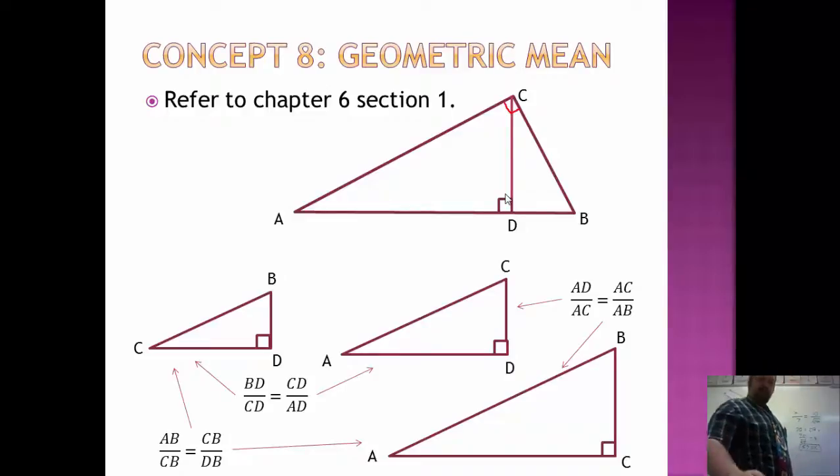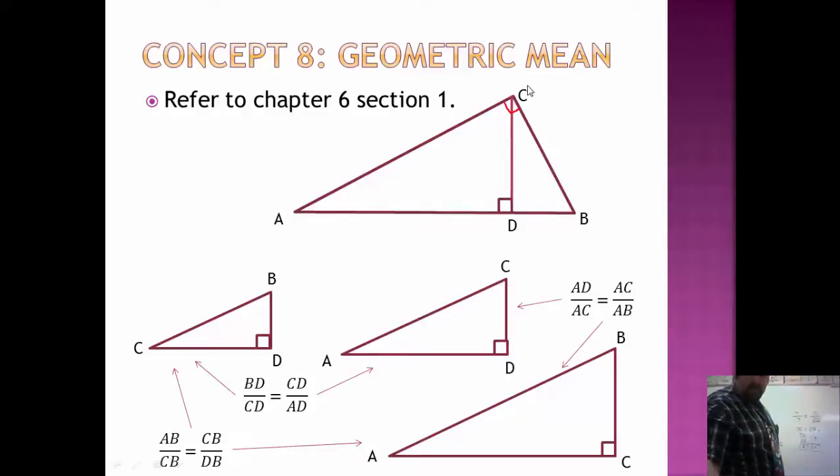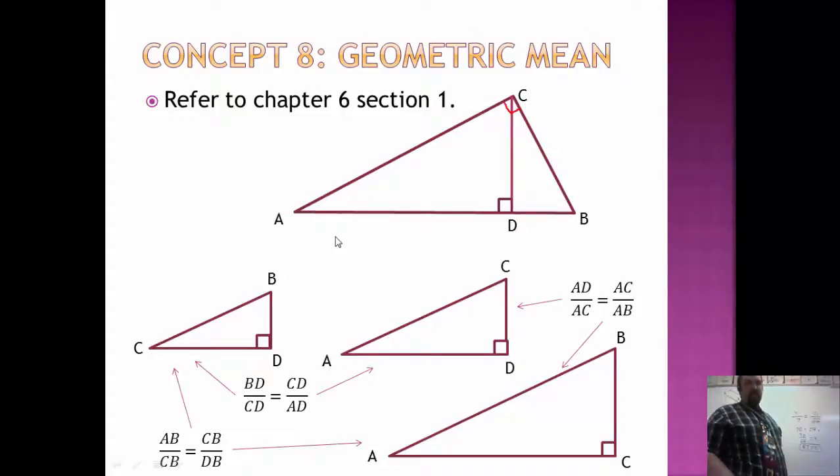If I look at where AB and DB is and where CB is, the leg of a triangle is a geometric mean of the part of the hypotenuse closest to it and the full hypotenuse. There's three different geometric means in a triangle. And that's what I can do here.